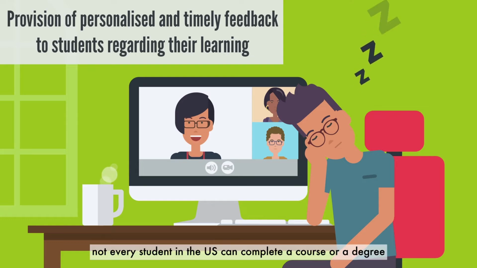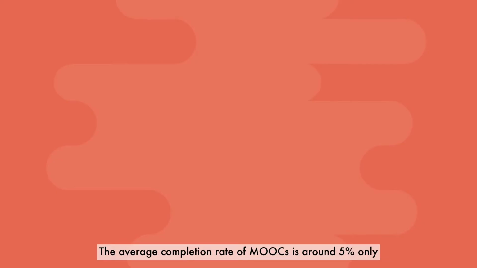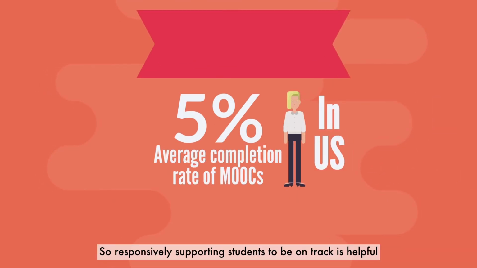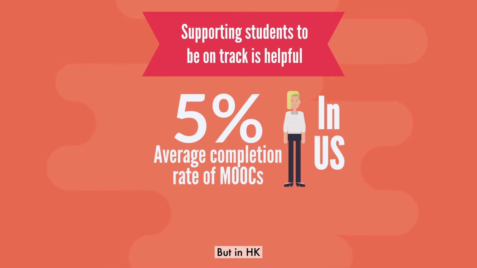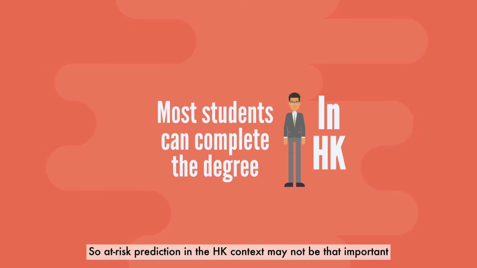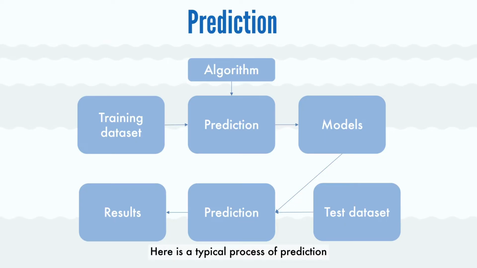For example, not every student in the US can complete a course or degree. The average completion rate of MOOCs is around 5% only, so responsively supporting students to be on track is very helpful. But in Hong Kong, most students can complete a degree, so at-risk prediction in the Hong Kong context may not be that important, but it's still helpful if the system can provide personalized feedback based on students' current and projected status.